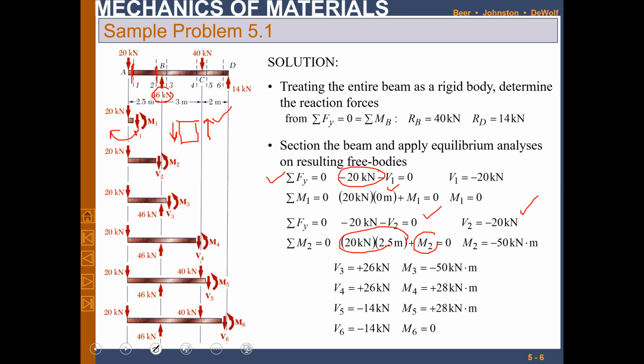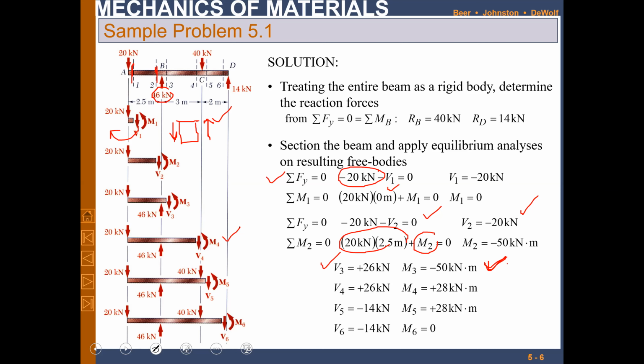So you will have the same values of moment, but the shear will be different. Now it is 20 kilonewton downward, negative, and 46 upward, so positive. So it will be positive 26. 46 minus 20, that will be 26, right? Now we go for the M4.